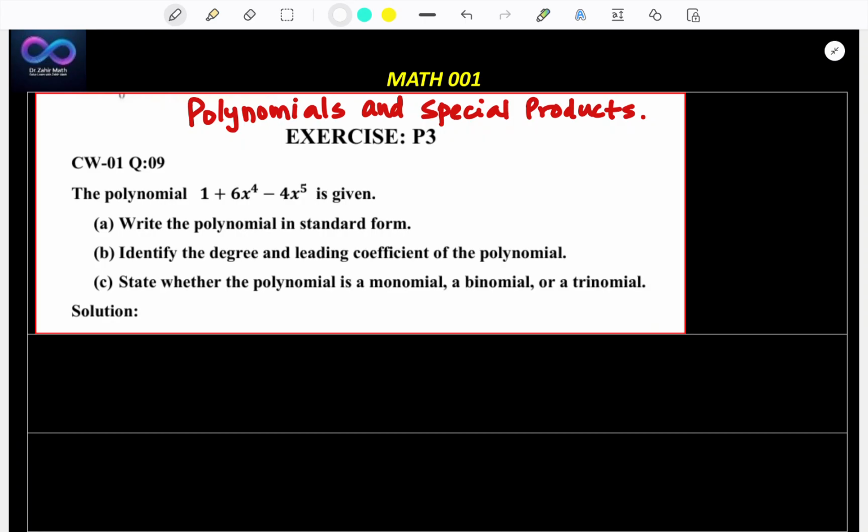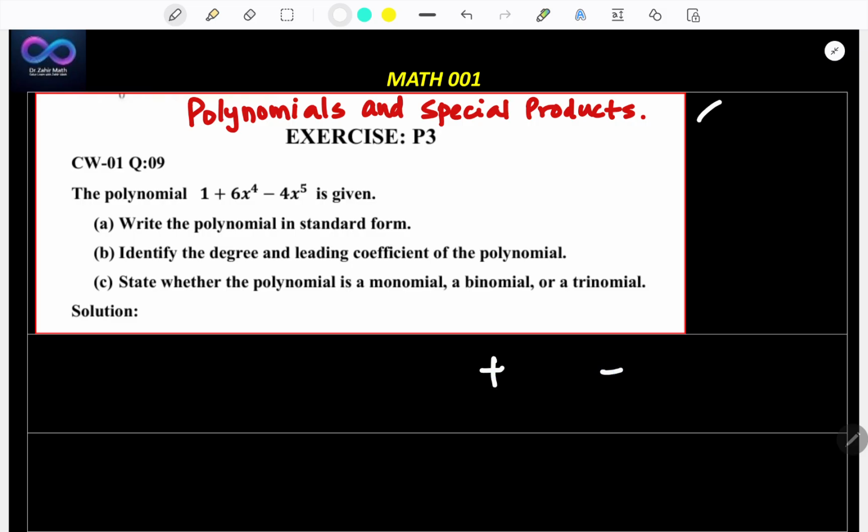What is exercise P3? Polynomials and special products. First of all, let me explain what is a polynomial. Polynomial means an expression made by adding or subtracting terms. Adding means what? Plus or minus.